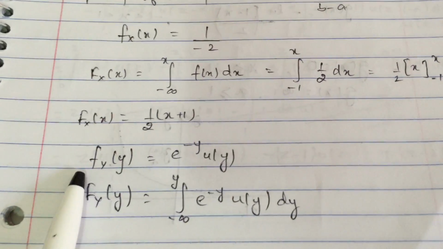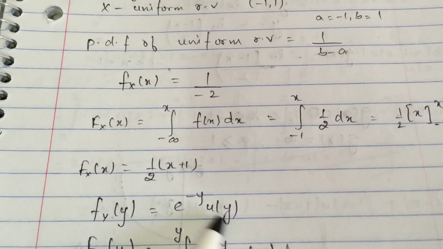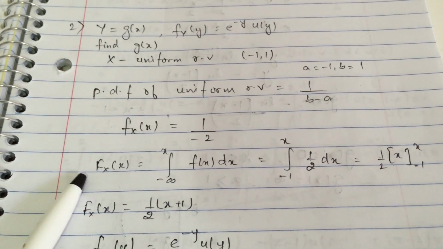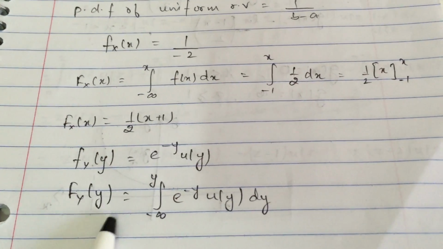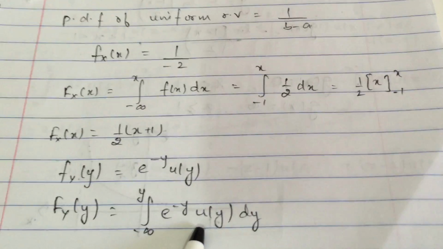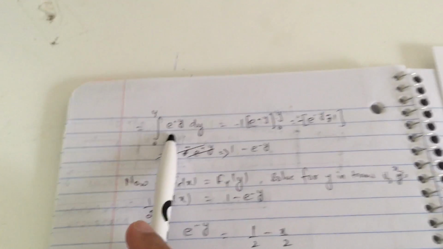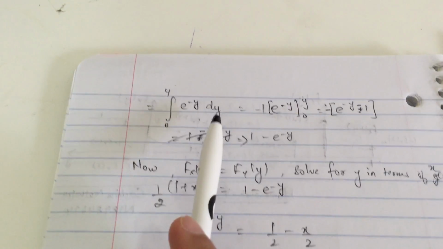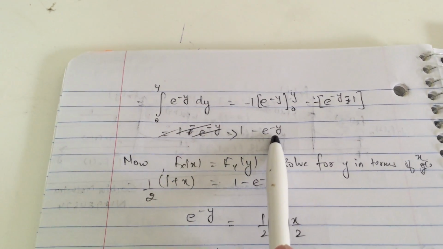Now we know that small f_Y(y) is given as e raised to the power minus y times u(y). In a similar manner as we found capital F_X(x), we can find capital F_Y(y), that is the integral from minus infinity to y of e to the power minus y times u(y) dy. So this becomes from 0 to y, since it is multiplied by u(y), the unit step function, and the output becomes 1 minus e raised to the power minus y.